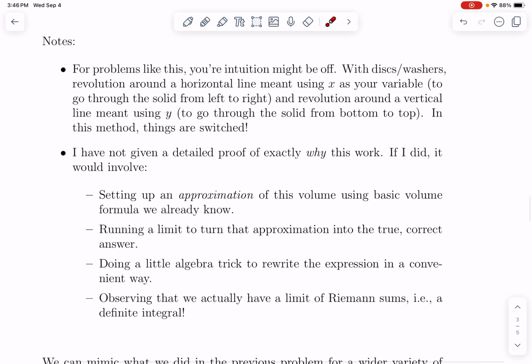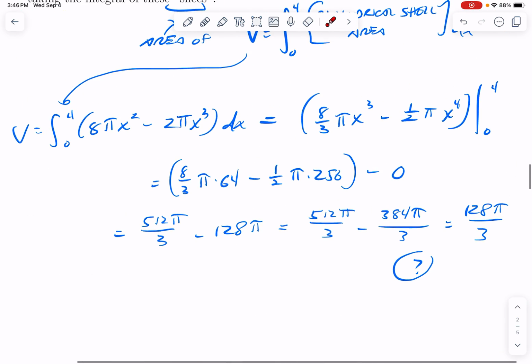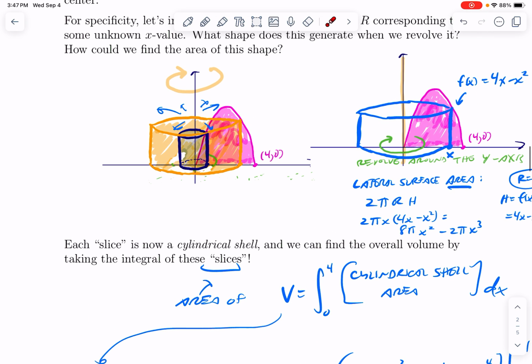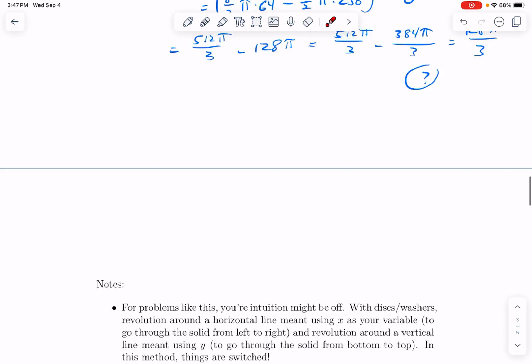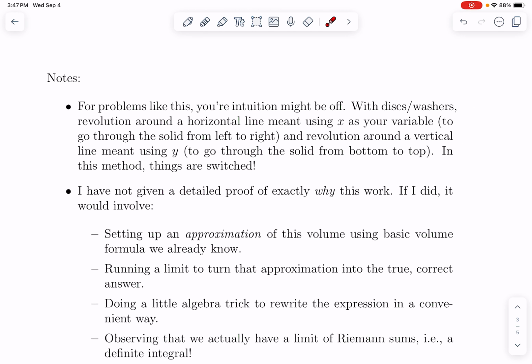So just some things we want to note here. Your intuition might feel off. For the methods we've already covered, when we are spinning around the y-axis, we would have needed to use y as the variable. When we're spinning around the x-axis, we need x as the variable. And here it's actually flipped. The variable of integration was x, even though we were spinning around the y-axis, because x is actually measuring how far we are from the center of the cylinder. So that's going to feel a little bit backwards. You really need to visualize what you're doing.